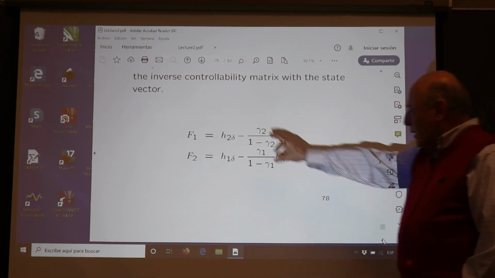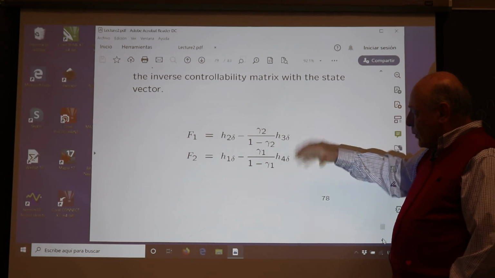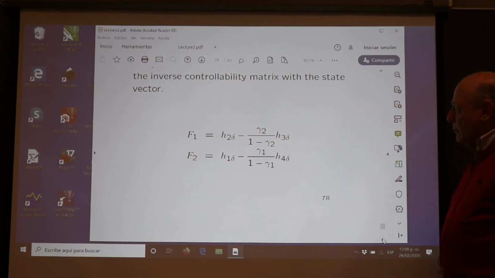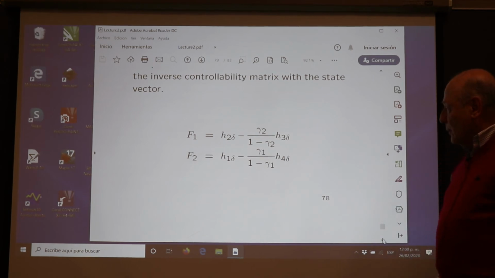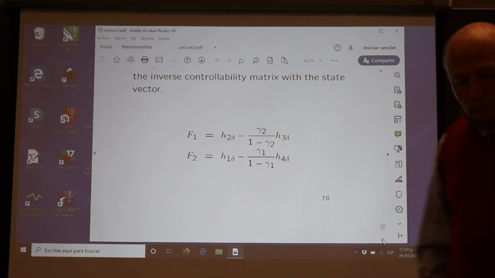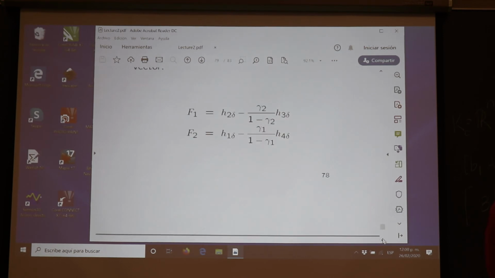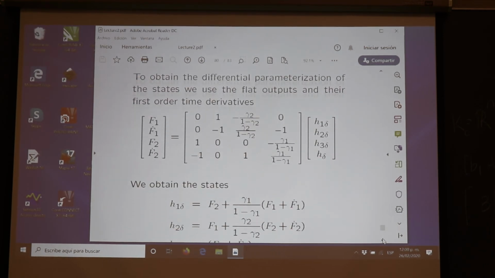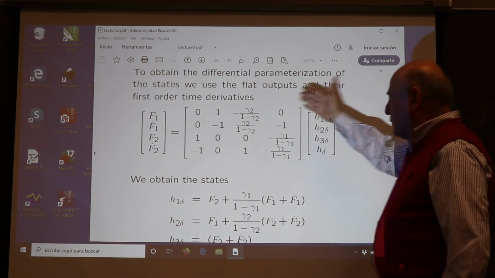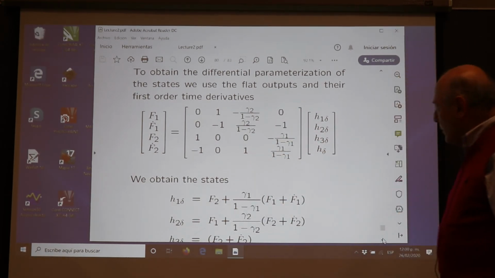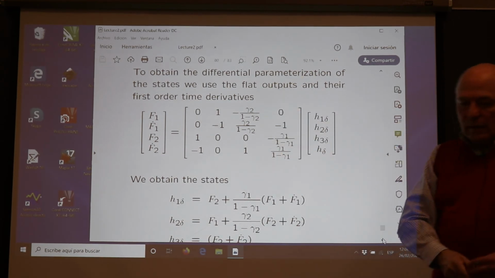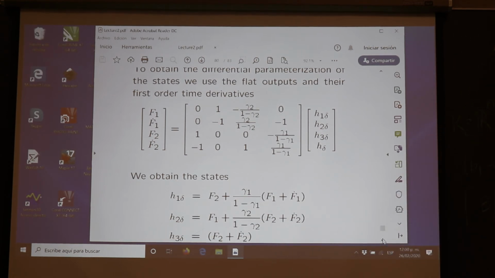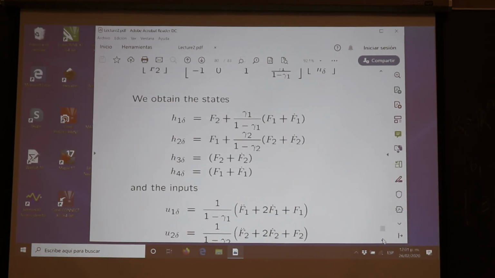So H1 and H2 are the lower tanks, and H3 and H4 represent the incremental height in the upper tanks. And so you have a lot of interaction, and the flat outputs reflect the important interaction, and you can now proceed to find the differential parameterization in terms of F1 and its first order time derivative, F2 and its first order time derivatives related to the 4th state of the system. Now you can solve for the 4 states in terms of the flat outputs, F1 and F2. And you get this differential parameterization.